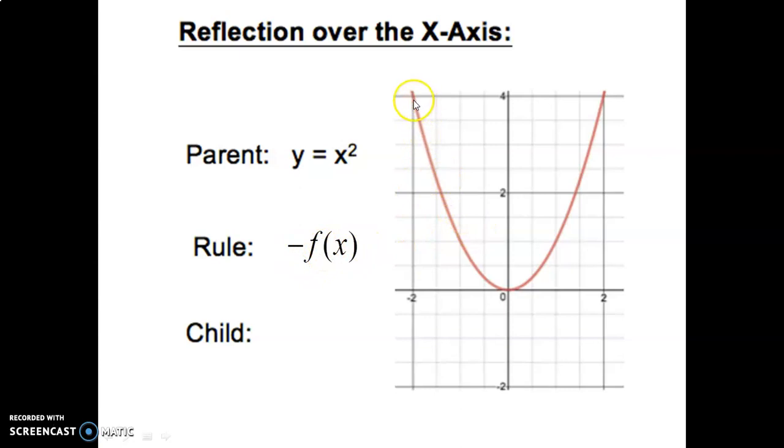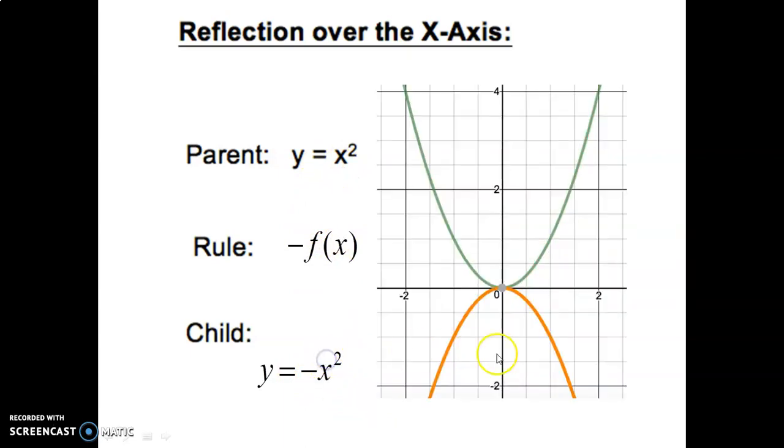So for example, you have this y value here. It's going to be a negative version. You have this y value here. It's going to be negative. So the reflection, first of all, the rule applied, the negative is applied to the entire function right here, and it's going to look like this. It's been reflected over the x-axis. So that's a recap of reflections we've seen.